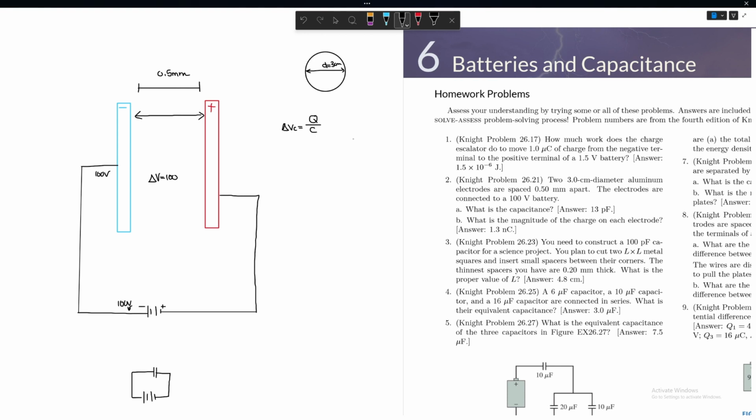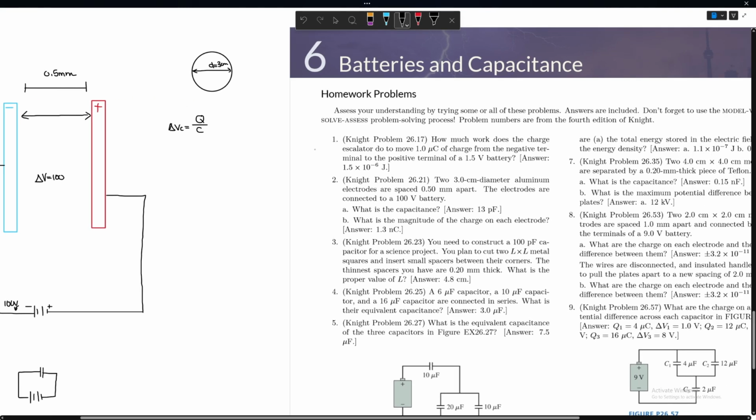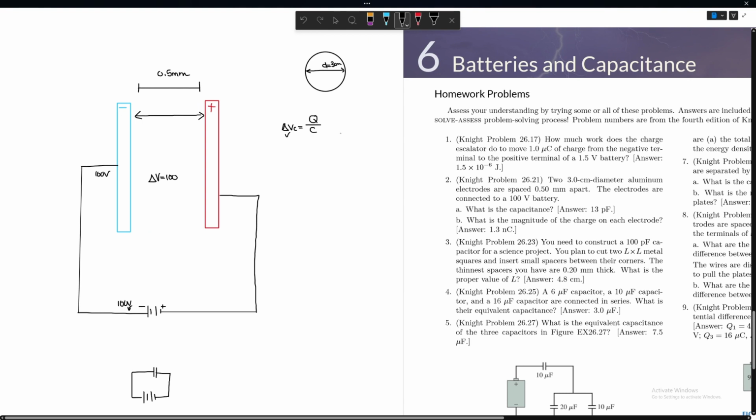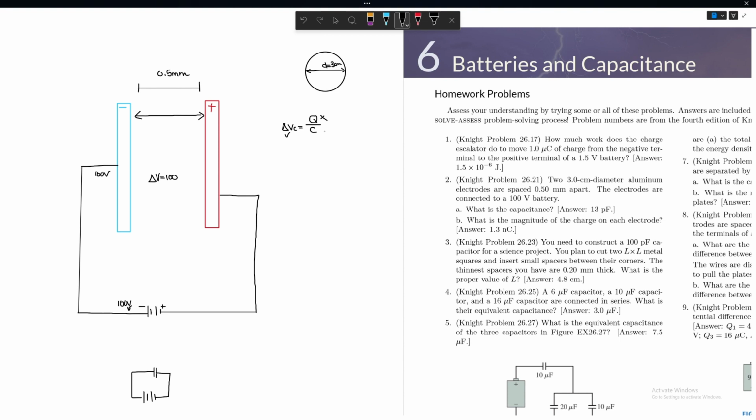And so, what do I have and what do I not have? The electrodes are at 100 volts, so this I have. Do I have my Q? No, I don't have my Q, and I'm looking for my capacitance. Well, I know the capacitance equation is C equals epsilon naught A over d. And d is this distance, not the diameter.